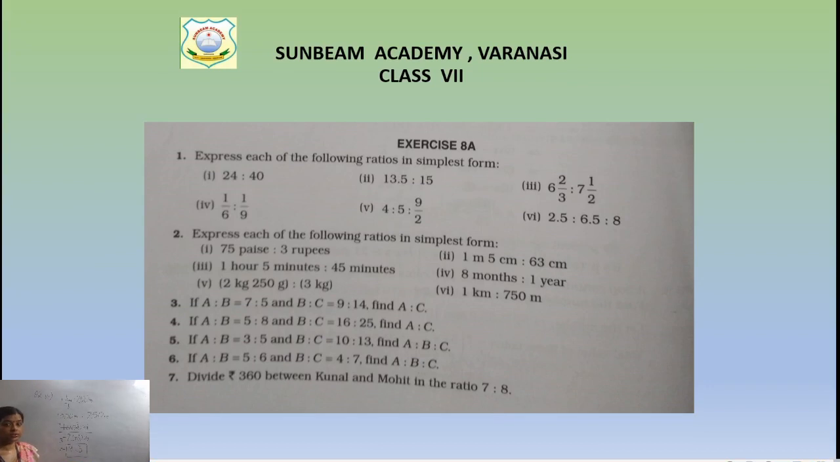Now next question children. Let's see the next question. Question number 4. If A is to B is equal to 5 is to 8 and B is to C is equal to 16 is to 25, find A is to C. If you will see, question number 3 is also of same type and it is for your homework. Question number 3 is what? If A is to B and B is to C is given, find A is to C. Same question is question number 4.